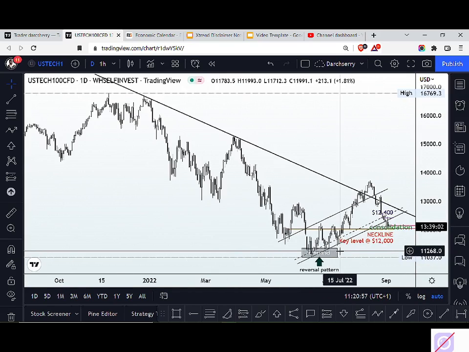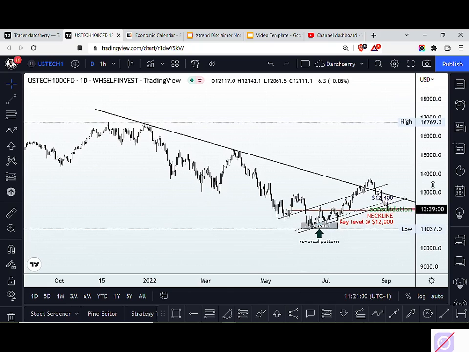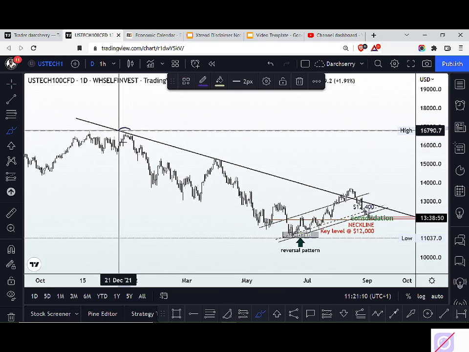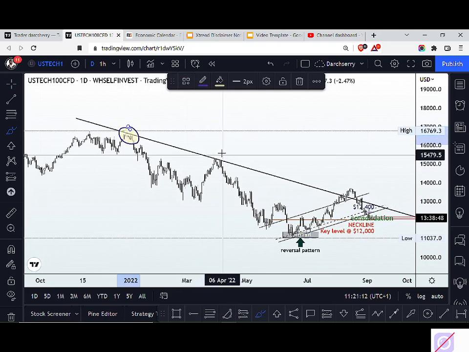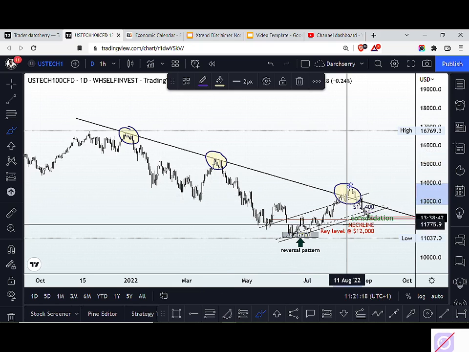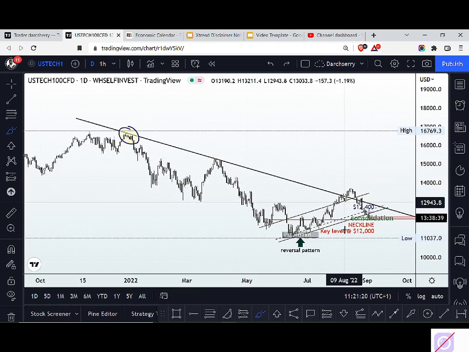On the daily time frame, the first thing you will observe is that we have been on a very strong bearish momentum since the beginning of the year. This is evident when we connect the series of lower highs here to identify this resultant bearish trend line that we have been taking advantage of.